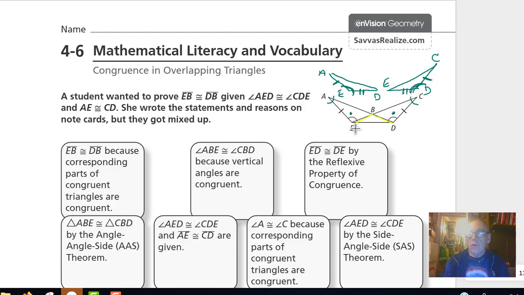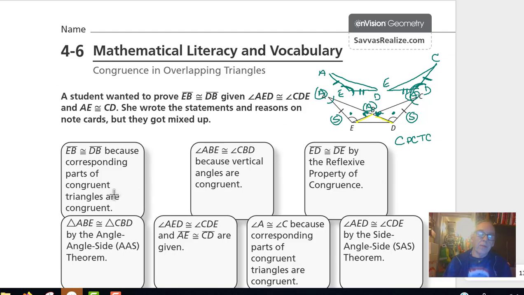And what else can we do? We're in this smaller triangle here. If we look at these two triangles, we've already got that A and C are congruent because of corresponding parts of congruent triangles. And here we have two vertical angles. This angle ABE and this angle CBD are congruent because these are vertical angles. That's going to give us an A, and here we have an S. So these two triangles are congruent by angle, side. And then once these are congruent, EB and BD are congruent because those are corresponding parts of congruent triangles. So CPCTC.